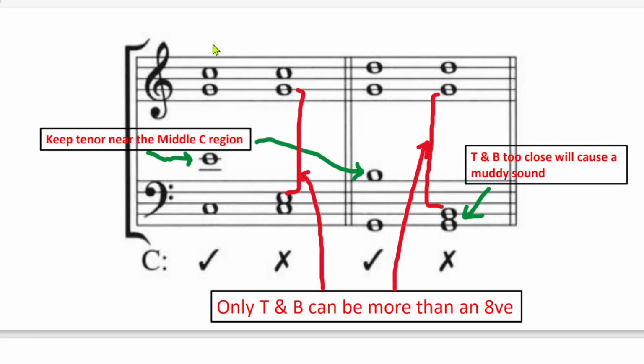What's wrong with this? The first chord is a C major chord. We have C, C, E, G. The tenor keeps near the middle C region, which is correct because tenor is a high voice. The second chord is incorrect because we can see alto and tenor is more than an octave. And there is a rule that only tenor and bass can be more than an octave. The third chord is also correct because we can see tenor and bass is more than an octave. It is okay. G, G, B, D. But the fourth chord is incorrect because alto and tenor is more than an octave. At the same time, tenor and bass are too close, and it will cause a muddy sound.